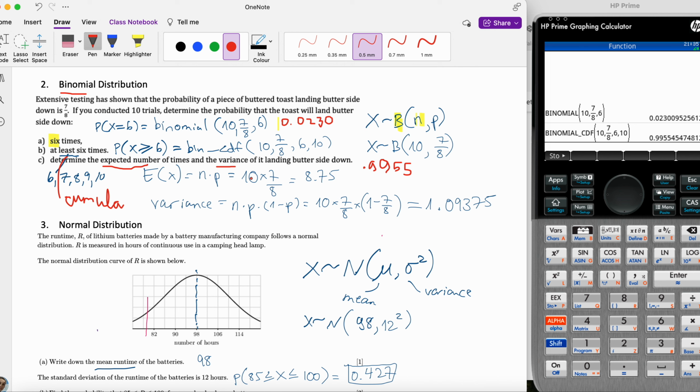It's like the average you're expecting. So 10 times 7/8. Then, out of 10, you're expecting about 8.75. And just leave it as that. It's an expected value. You don't have to contextualize it or round it, just leave it exact.